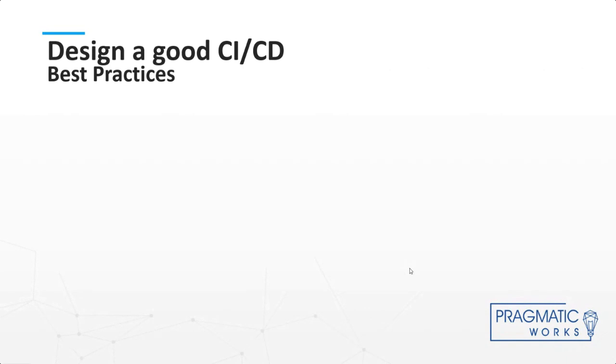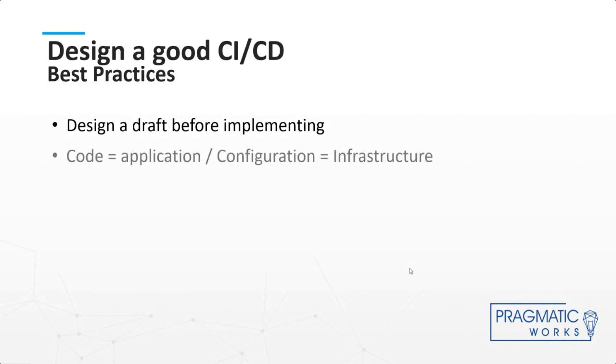Okay, let's talk about the best practices from my side. You should design a draft before implementing. Before you proceed with implementation, you must draw your own release map, define your branch strategy there, build a common architecture of your processes, and only then implement it, so everyone can understand what you do and what should be done as a result of this project.